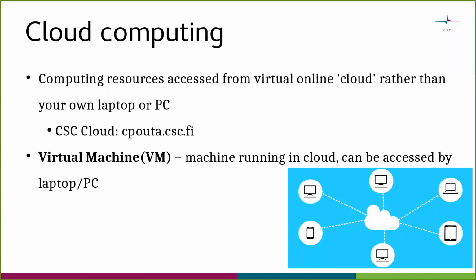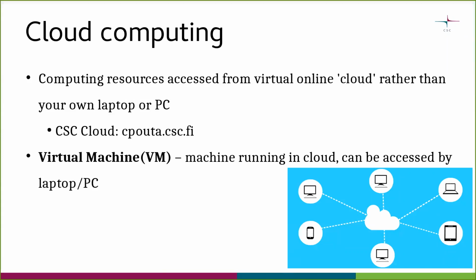It's very simple. Instead of actually running stuff on your laptop, you run it in the cloud. So you run it on a remote server and you access it using your laptop. You're actually running the stuff on a remote server kept somewhere else, and you're just seeing the output on your laptop. CSC provides this cloud computing service, which is known as cPouta, and the URL is pouta.csc.fi. There's a slight error. It's called cPouta, but the URL is pouta.csc.fi.